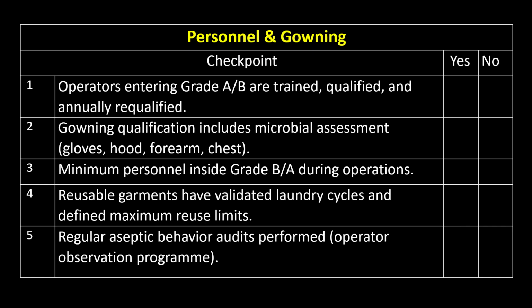For personnel and gowning, operators entering grade A and grade B are trained, qualified, and annually requalified. Gowning qualification includes microbial assessment for gloves, hood, forearm, and chest. Minimum personnel inside grade B and grade A during operations are defined. Reusable garments have validated laundry cycles and defined maximum reuse limits. Regular aseptic behavior audits performed for operator observing program.